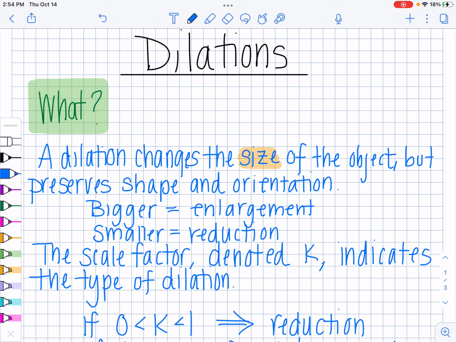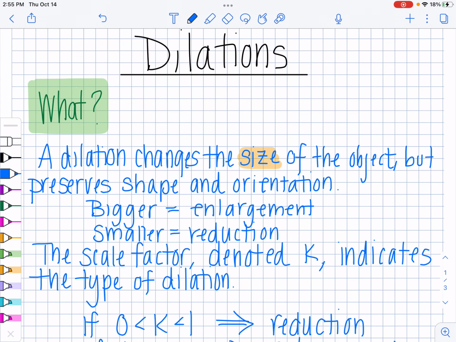The size is changing, but the shape remains the same. So shape means you're still seeing the same thing. You're not seeing what happens in those fun houses, where you look in the mirrors and your head is bigger than your body, or vice versa, or you get really long and skinny. Your shape is going to stay the same, and the orientation means that it's facing the same direction. It's not twisted or rotated or turned.